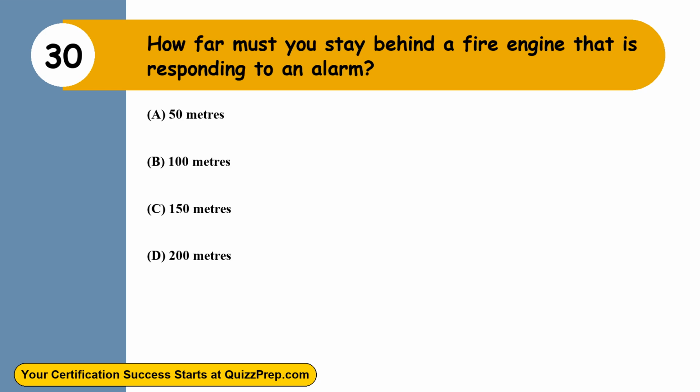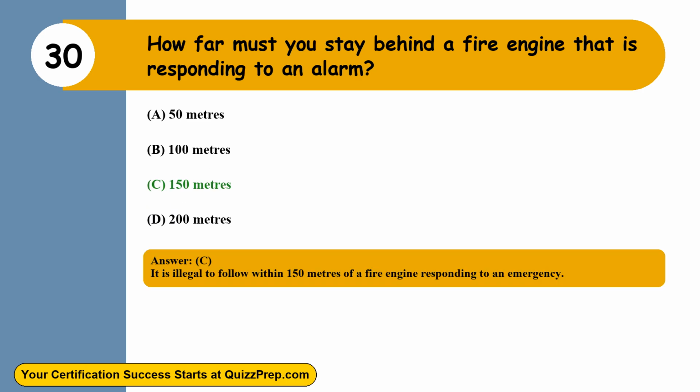Question 30. How far must you stay behind a fire engine that is responding to an alarm? Option A, 50 meters. Option B, 100 meters. Option C, 150 meters. Option D, 200 meters. The correct answer is option C, 150 meters. It is illegal to follow within 150 meters of a fire engine responding to an emergency.